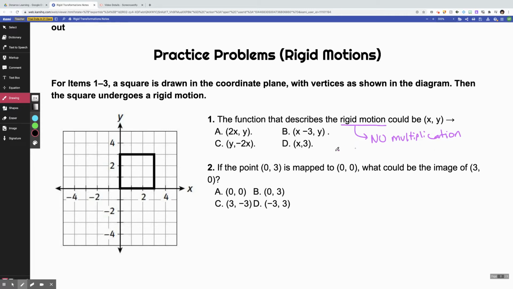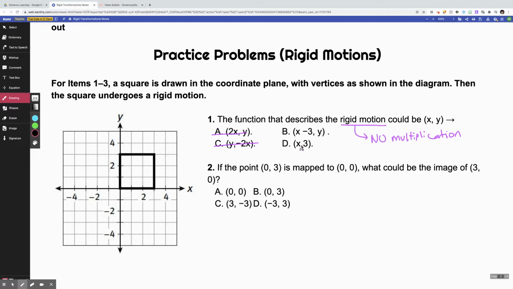So there's two of these that I can eliminate right off the bat, A and C, because they both have a multiplier here, right? The multiplier is going to take the shape and make it either bigger or smaller, right? Bigger if it's a number greater than 1, and smaller if it's like a fraction, okay? Then the only other ones I have left here are B and D.